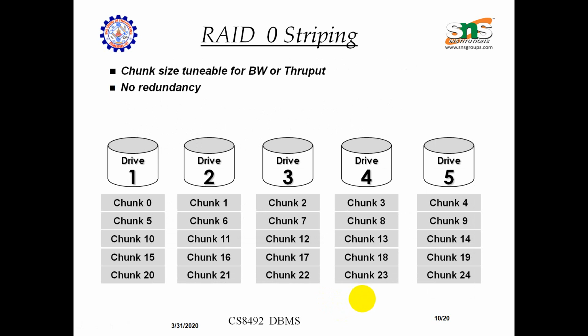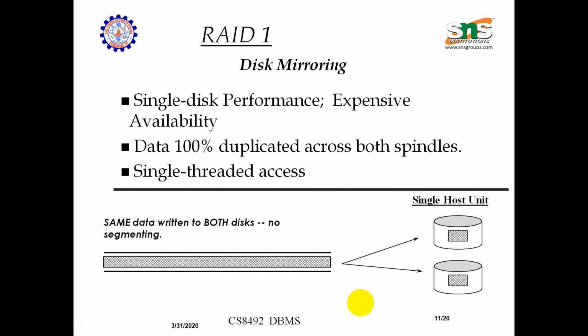Next one, RAID 1 disk mirroring. Single disk performance, expensive, high availability, and data 100% duplicated across both spindles. So single thread access. The same data is written to both disks, no striping. So here disk 1 is mirrored with the other disk. So this is disk mirroring, RAID level 1.